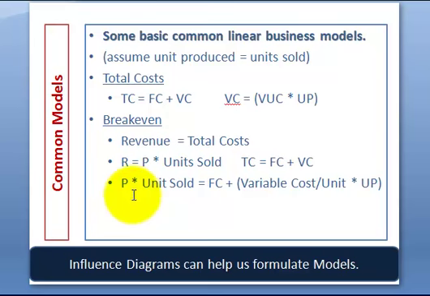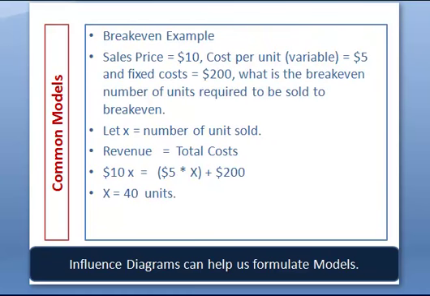So I could come up with the break-even volume by setting my revenue, i.e. price per unit times units sold, equal to fixed cost plus variable cost per unit times units produced. If we did an example, if the sales price was 10, cost per unit is 5, fixed cost 200, we could let x equal the number of units sold. So 10x equals our revenue, 5 times x plus 200 equals our cost. By setting those equal and solving for x, we find that the break-even number of units is 40.